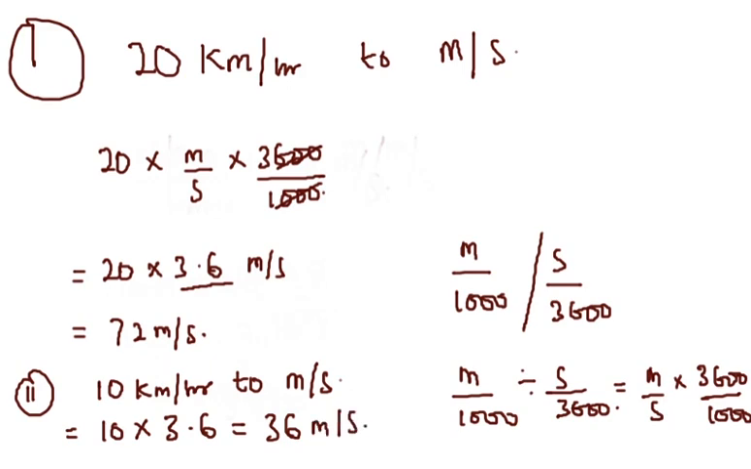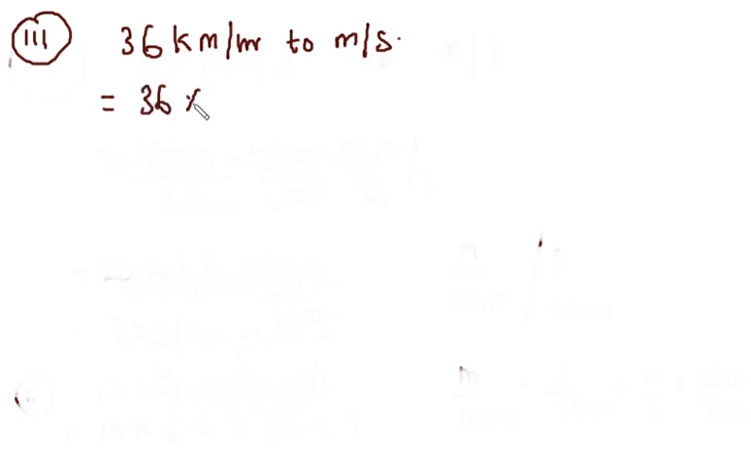Okay, so let's take another example. For our third example, you're asked to convert 36 km per hour to meter per second. To convert this, we are still just going to multiply 36 by the constant conversion term. So this is 36 times 3.6, which is equal to 129.6 meters per second.